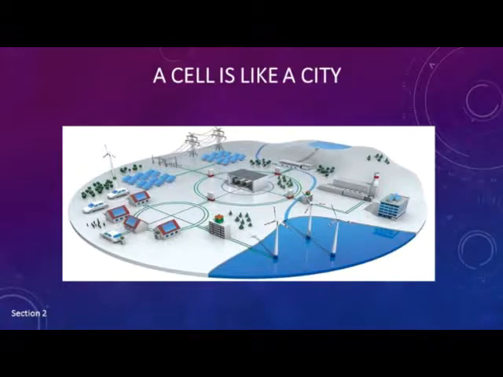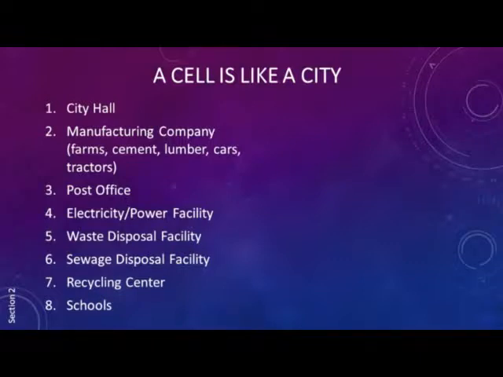Cities have City Hall, where the mayor and the court system are often located. Cities have manufacturing companies that produce cement and lumber and building materials, cars, tractors, trucks, and so forth. Cities also have a post office to deliver mail to the right places. Cities have power companies that produce electricity. Cities have waste disposal facilities that send trucks to pick up your trash. Cities also have a sewage disposal facility, which removes your sewage waste and recycles or filters it. Cities have recycling centers to make efficient use of raw materials. And lastly, cities have schools that make sure students are educated as they prepare to enter adulthood.